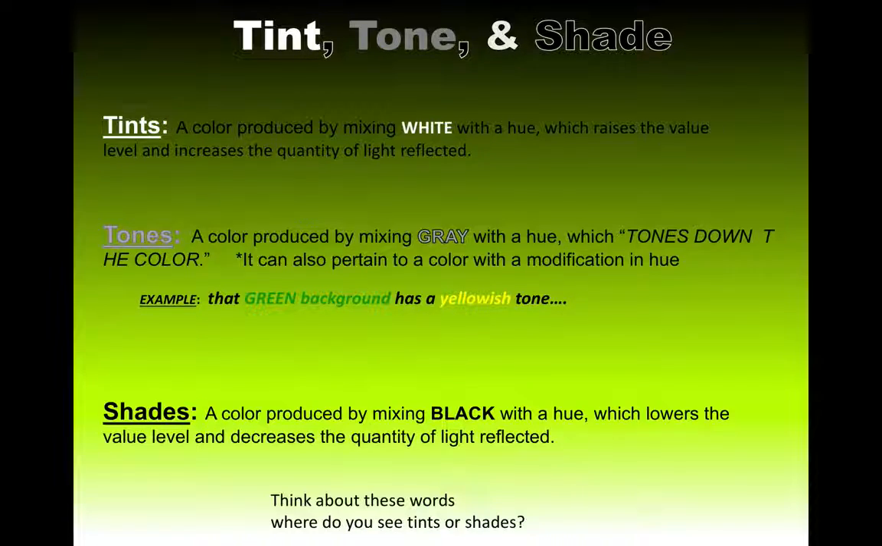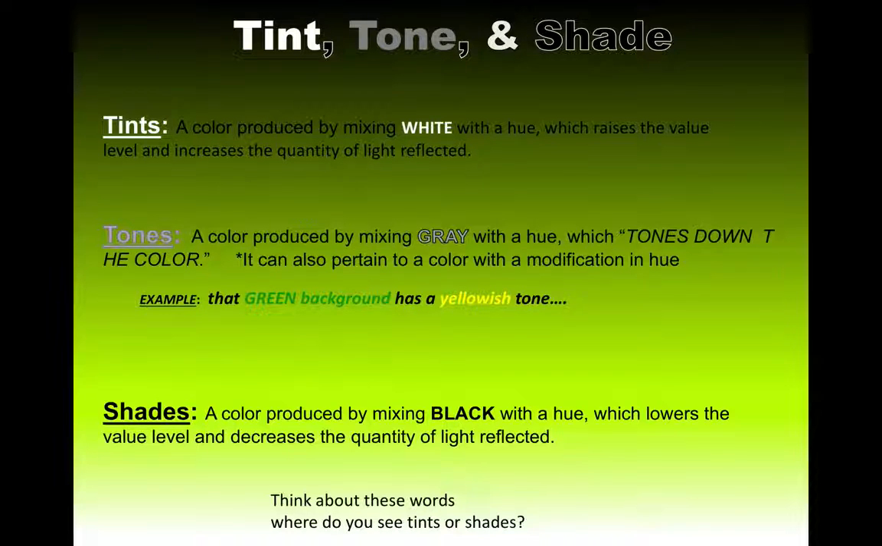Then we also see tones. Instead of adding white, we are mixing gray with that hue, and that will actually tone down the color. So we have that bright saturated red color. We add in that gray with it, and it won't be that bright red anymore. It'll be this duller gray-red mixture. Whenever we use this term tone, it can also mean a modification in a hue. So in my example that you can see with the text, you see the green text saying green background and the yellowish yellow text.